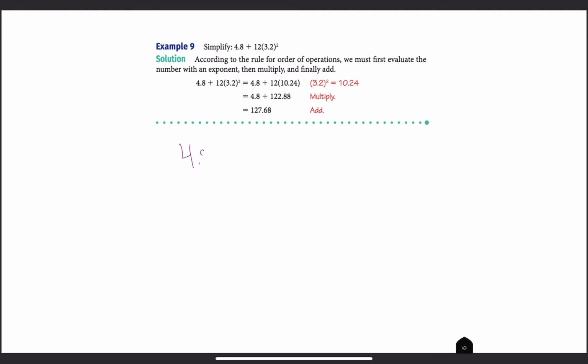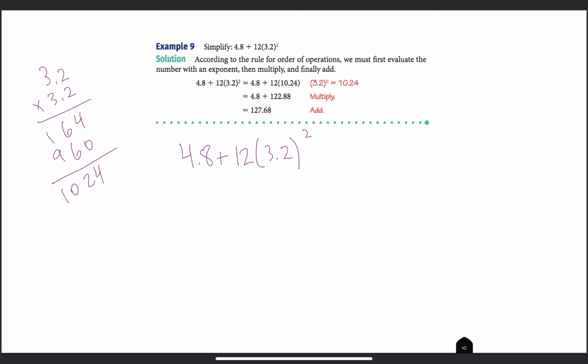We're going to simplify this one. So we've got to do anything inside parentheses. There's nothing to do inside parentheses, so we're on to exponents. So we're going to have to square this 3.2 first. So 3.2 times 3.2, so that's 4.8 plus 12 times 3.2 squared was 10.24. I just figured that out there.